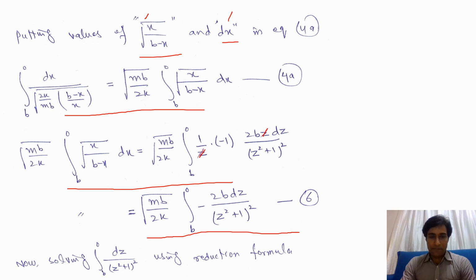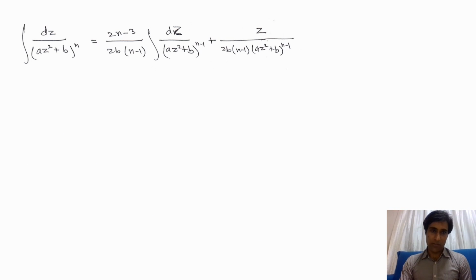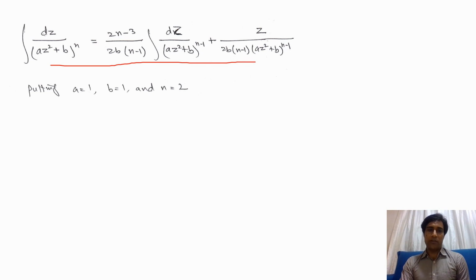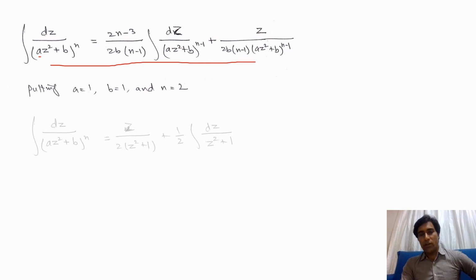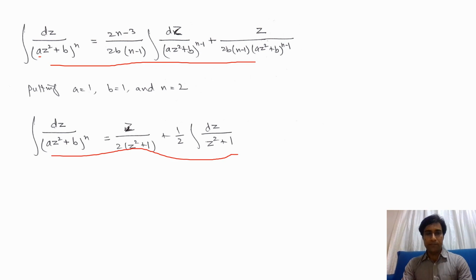Now we solve dz over z square plus 1 whole square using the reduction formula. So we will solve the integral of this term with the help of the reduction formula. Here I mentioned the reduction formula. If we put a equal to 1, b equal to 1, and n equal to 2, we will get these two terms.